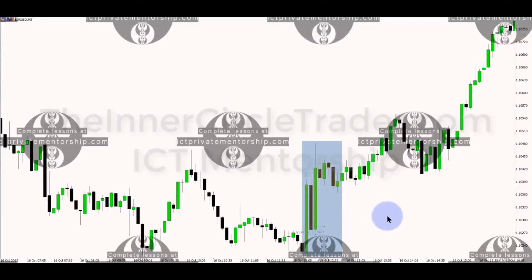But that's the difference between a fair value gap that's later filled, because that's deferred rebalance. Immediate rebalance is when it occurs the very next candle, and it's not specific to time frame. Another example would be here.